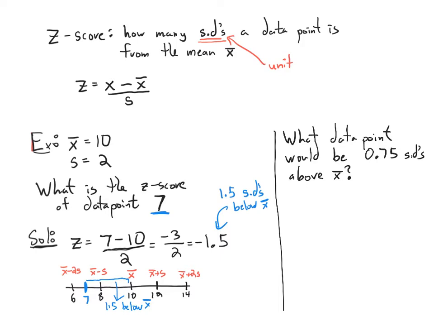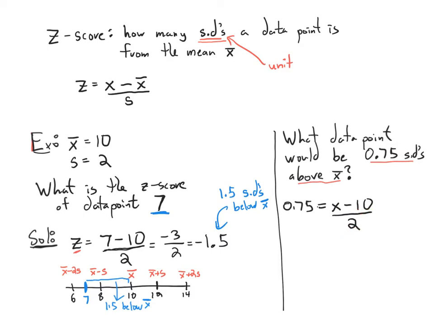Okay, now that you're back, well, we know we want something that's 0.75 standard deviations above the mean, so that's our z-score. Let's fill that in, 0.75. We're looking for the data point. We don't know that. We do know the mean of 10, and we know the standard deviation of 2. So we just have to solve this problem now. So we're solving for our data point. Here we knew the z-score, we knew the mean, we knew the standard deviation.